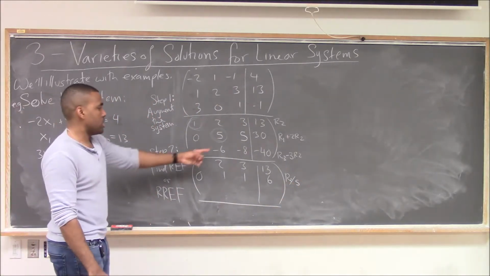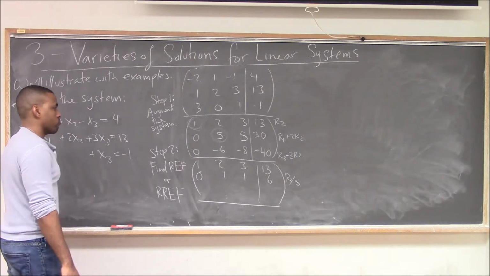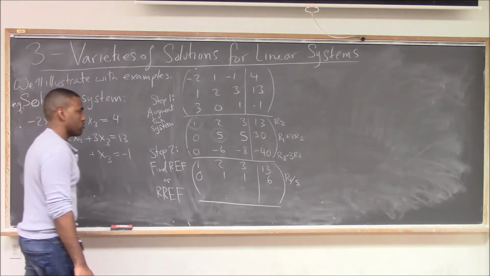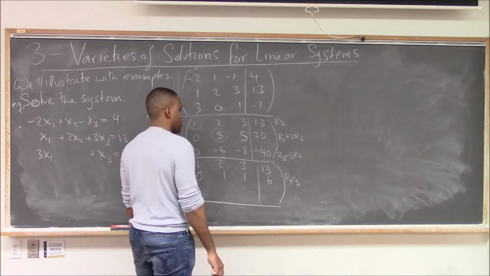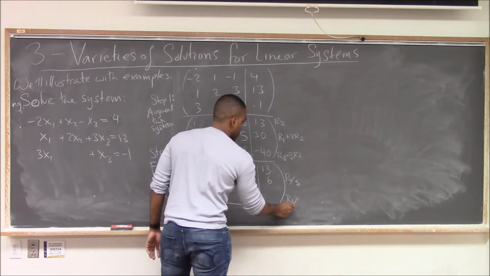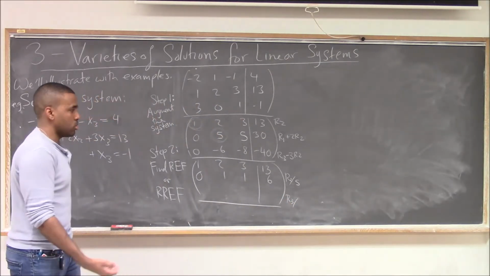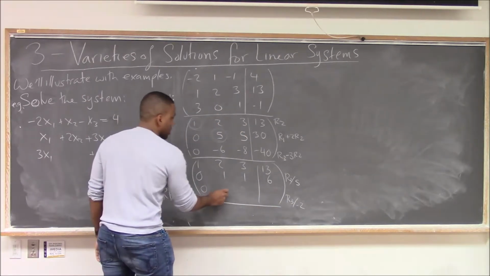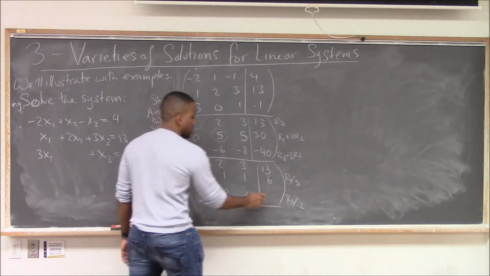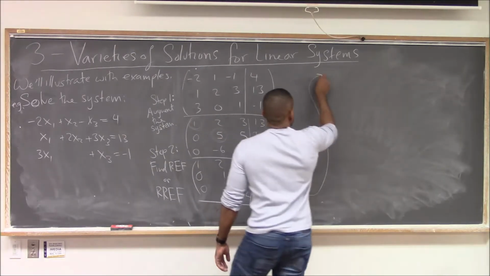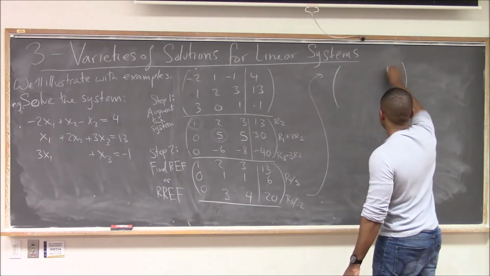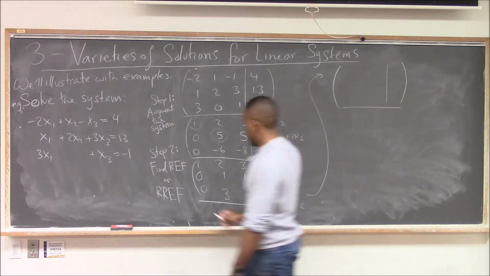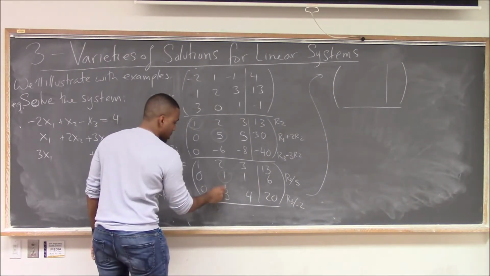Can I simplify this any? Like 2 goes into everyone, right? Let's divide by minus 2. Get this 3, 4, 20. Now we're on to the next step. Since I want to establish this pivot, I want to get a 0 here.